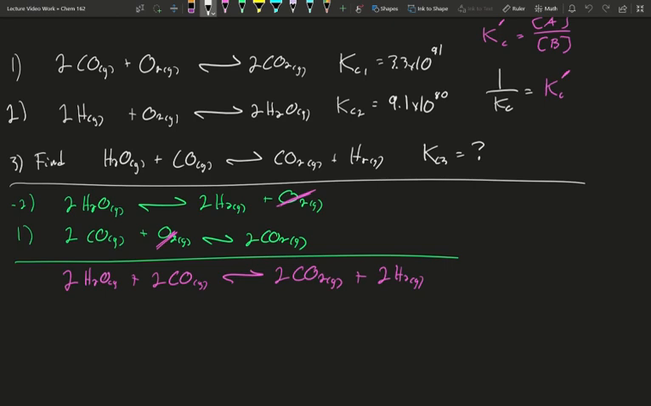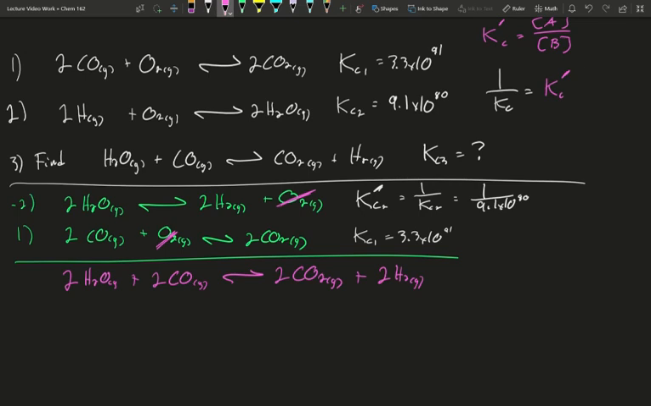Well, if you add two reactions like in Hess law, you multiply their Q or K values. Since we're working with equilibrium, we will multiply our K values. Well, what are our K values, however? Reaction 2 got flipped around. And so really the K value here is the K prime for reaction 2, which is equal to 1 over the original. So that's going to be equal to 1 over 9.1 times 10 to the 80. For reaction 1, well, that was the same. So the equilibrium constant for reaction 1 is still just 3.3 times 10 to the 91.